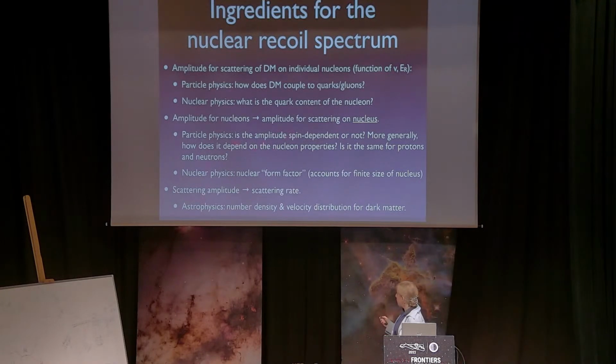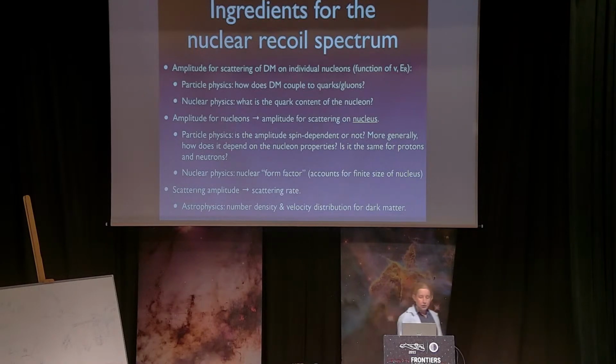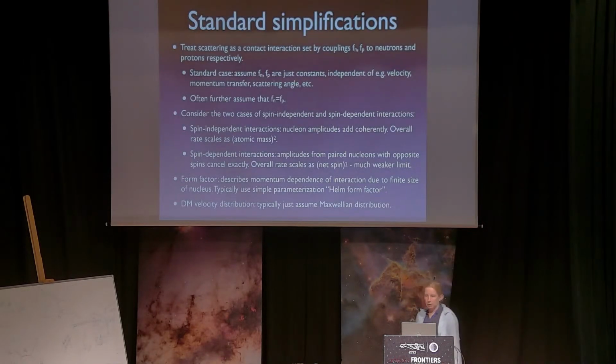Finally, suppose you've done all that: you have your model and your nuclear physics calculations, so now you have a scattering amplitude for dark matter to bounce off the whole atomic nucleus. Then you need to convert that scattering amplitude into a scattering rate. That will depend on the astrophysics, on how many dark matter particles you have around in your halo and the velocity distribution for the dark matter.